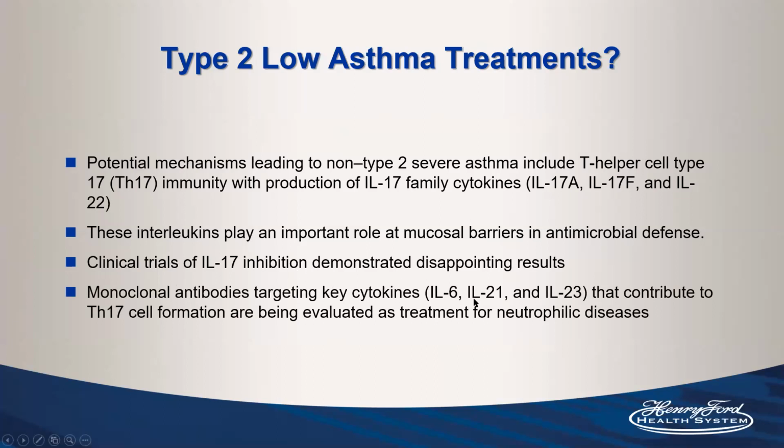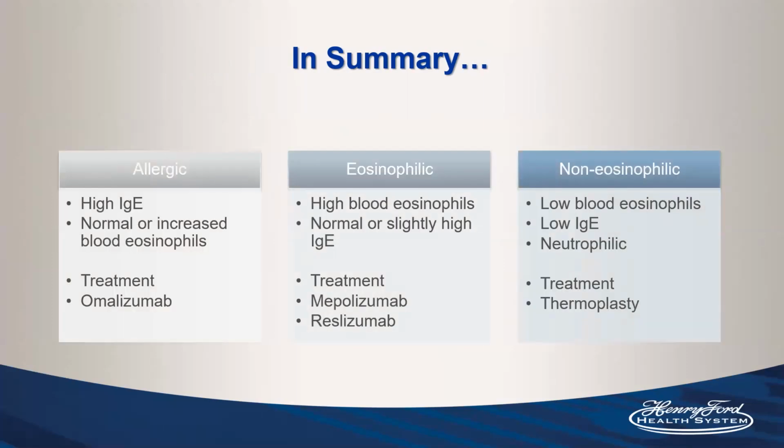You have IL-6, IL-21, and 23 contribute to T helper 17 formation. They're being evaluated as a treatment for neutrophilic diseases, including things like Crohn's disease. Okay. And pretty much in summary, it's been a kind of information-rich lecture. Just keep this in your mind.